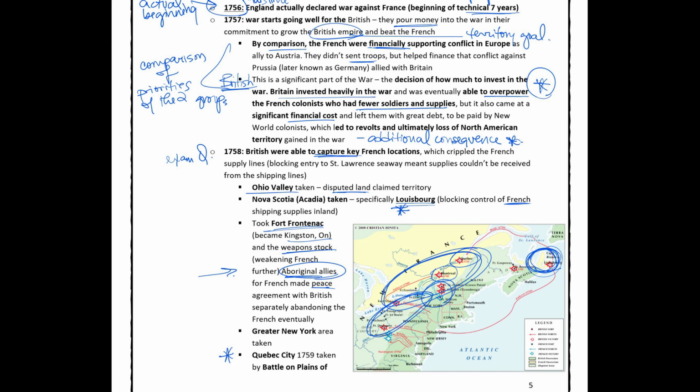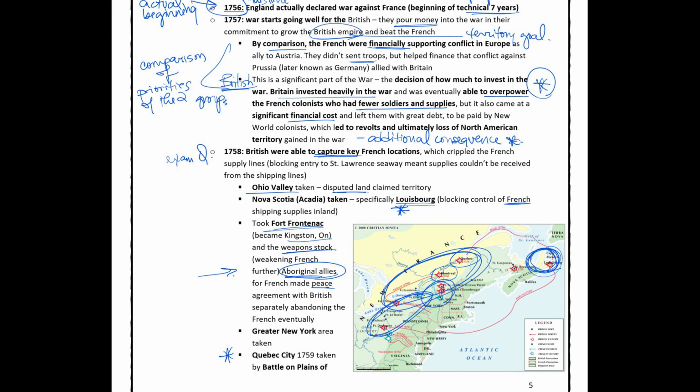They took Fort Frontenac, which eventually becomes Kingston, Ontario, and there was a huge weapons stock there, so the British were able to significantly reduce French capabilities there. And I guess as Aboriginal groups started recognizing that the tides were turning in the balance of power, the Aboriginal groups started making their own peace agreements with the British, which left the French with even less support. They took the territory around the greater New York area. And once Quebec City was taken, that was another significant blow. This Louisbourg was really significant.